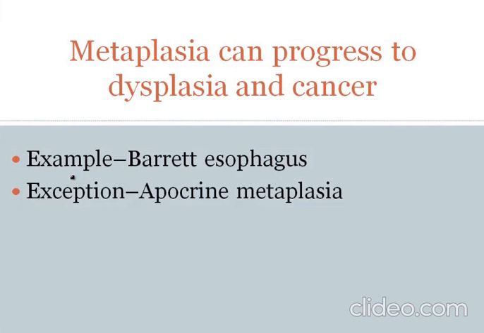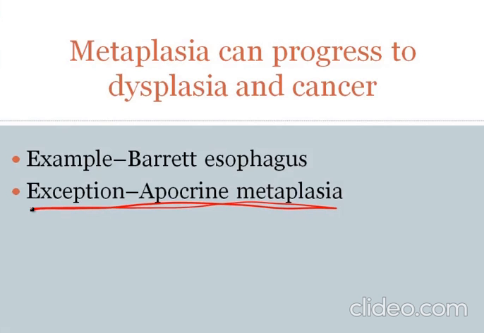Now, another important high-yield point is that metaplasia can progress to cancer. This is a very important point. And I think we all would appreciate the fact that Barrett's esophagus is a risk factor for the development of adenocarcinoma of the esophagus. And we'll talk about adenocarcinoma of the esophagus in much more detail when we cover the GI lecture. Now, one very important exception, which is commonly tested, is that apocrine metaplasia does not increase the risk for cancer.